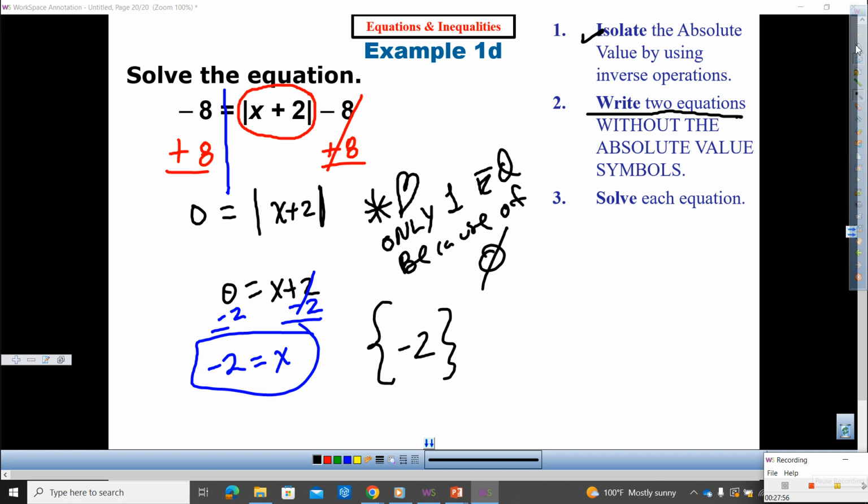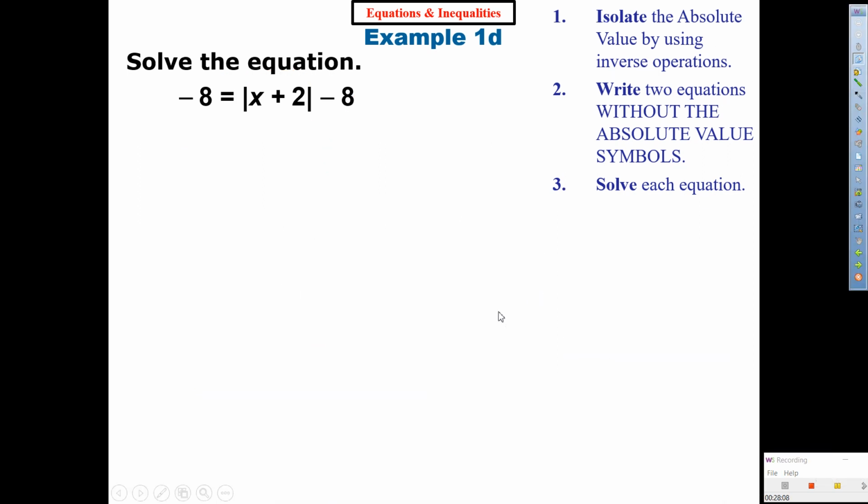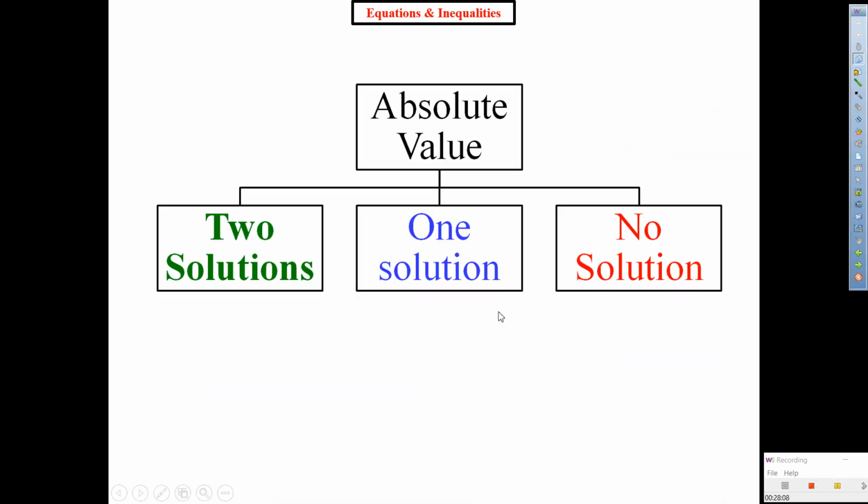All right, so let's summarize the whole idea to make sure we got all the points. Copy that graph, please. Absolute value. Then underneath: 2 solutions, 1 solution, no solutions.